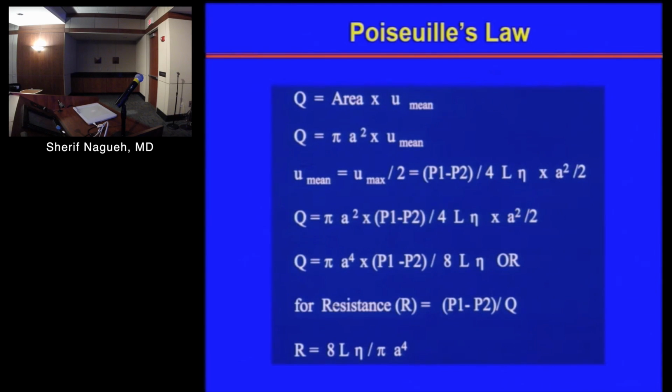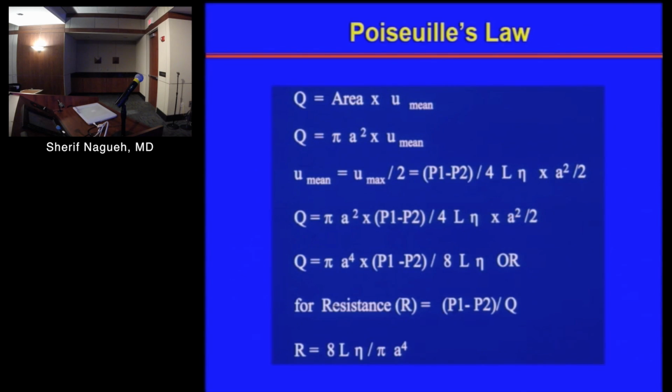We are interested in flow and not necessarily just the maximum velocity. Flow is given by area multiplied by mean velocity, and the mean velocity is roughly half the maximum velocity. So that's why the famous expression, Poiseuille's law, says that the flow is directly related to the fourth power of the radius and inversely related to viscosity and the length of the vessel.